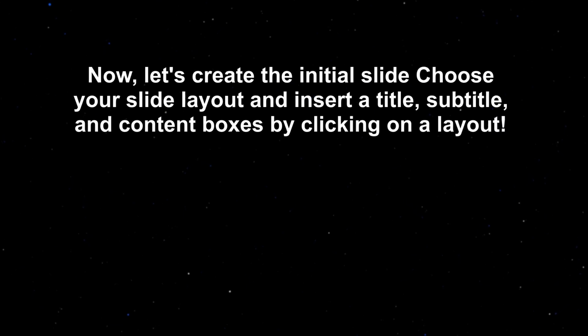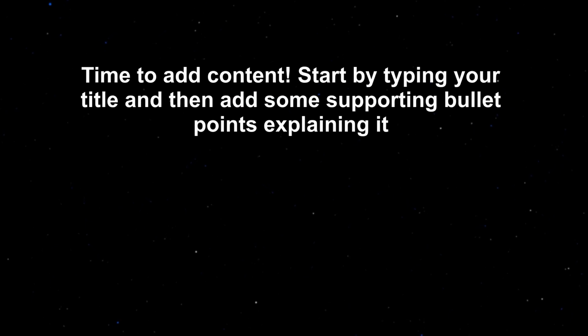Now, let's create the initial slide. Choose your slide layout and insert a title, subtitle, and content boxes by clicking on a layout. Time to add content. Start by typing your title and then add some supporting bullet points explaining it.